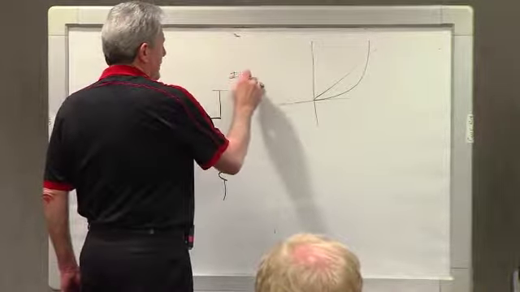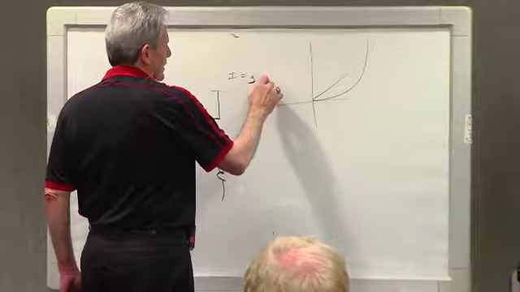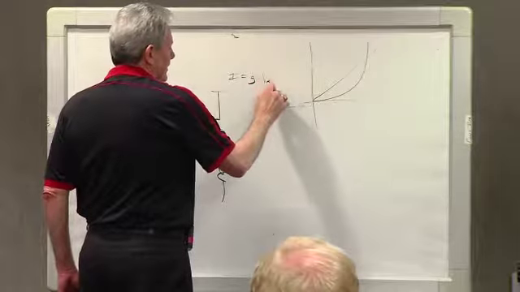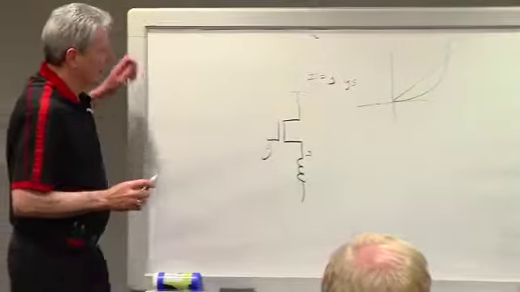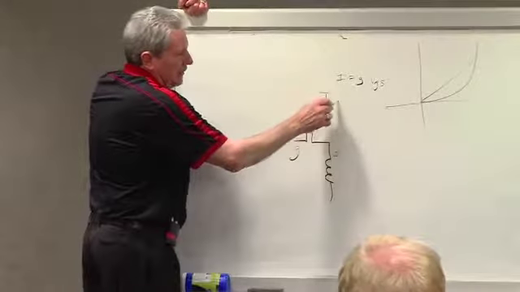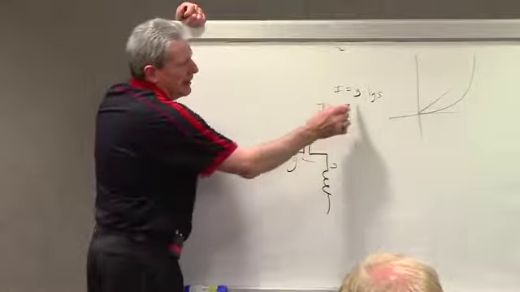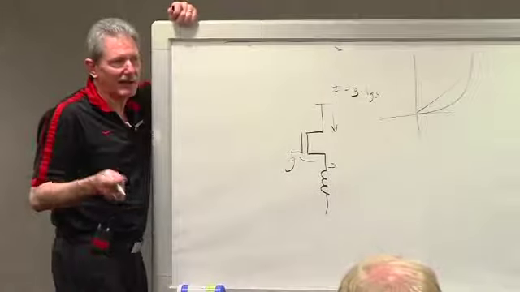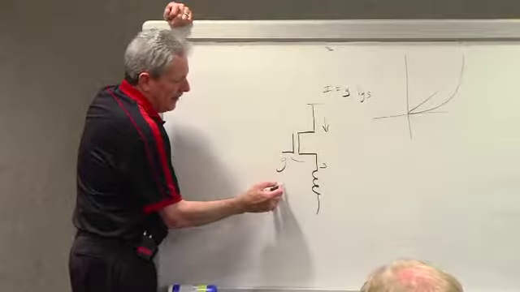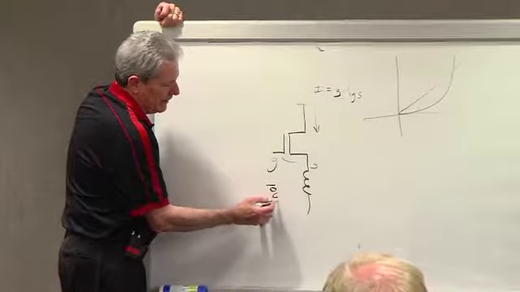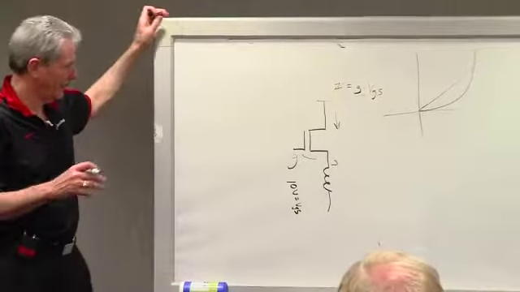The current is equal to transconductance times VGS. The current through the drain is equal to the voltage across here times some constant, some gain factor. It takes about 10 volts to turn this device completely on.